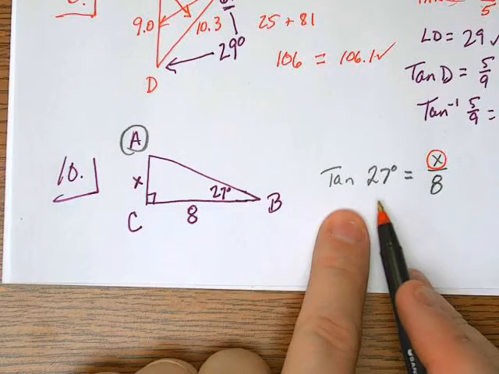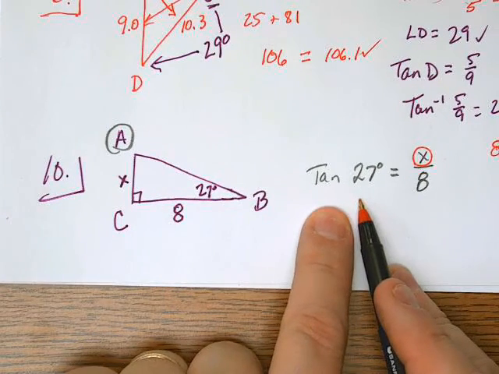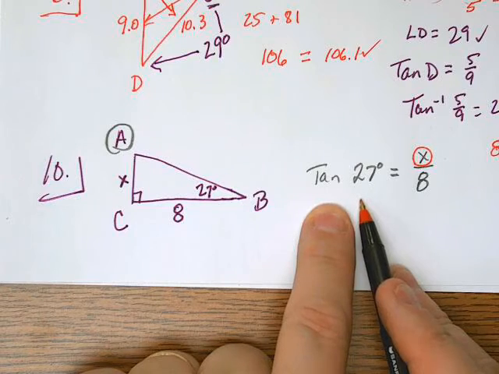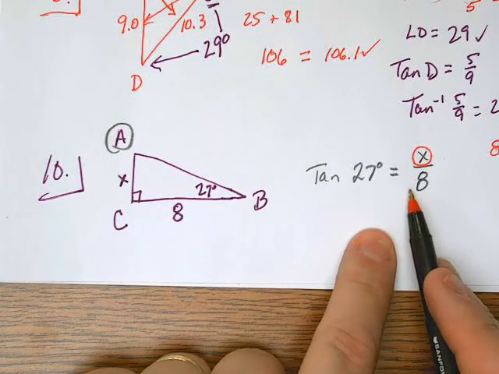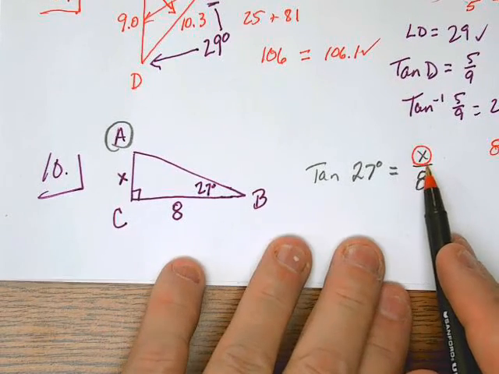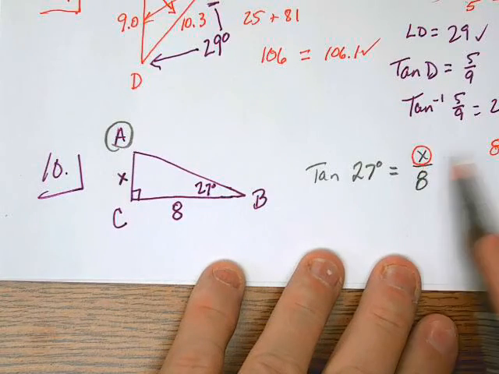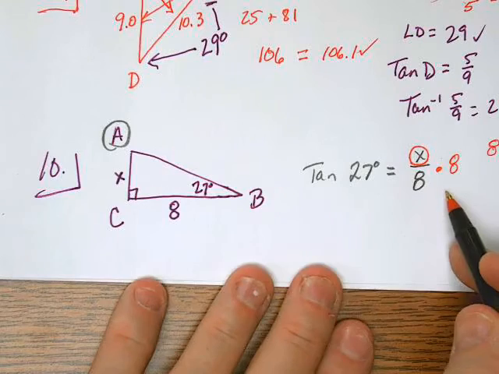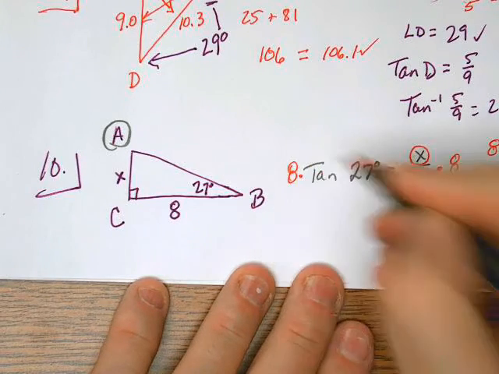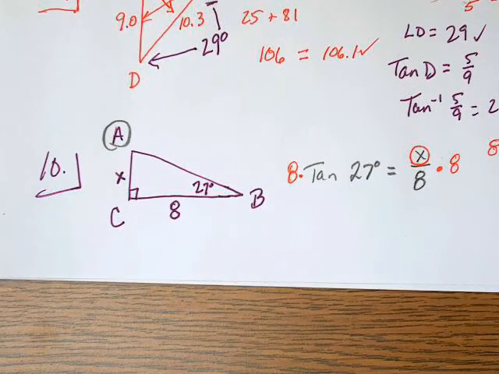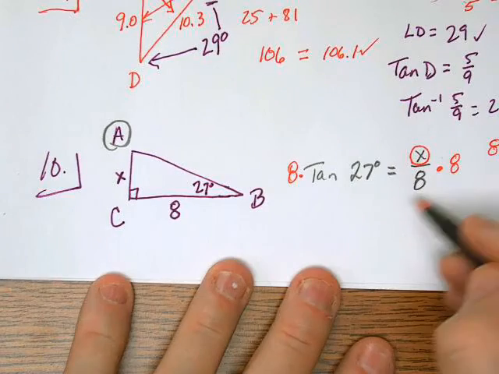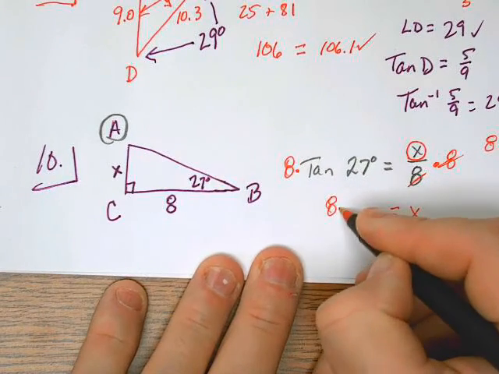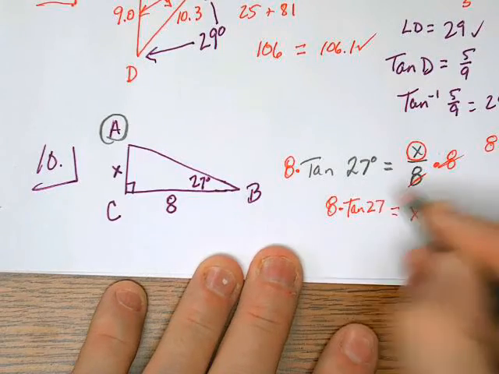Just because it says tangent of 27, don't get freaked out. That's just a number. So we still solve for x just like we would in a normal algebraic equation. So I'm going to multiply by 8. Whatever I do to one side, I have to do to the other side. Shaylee, does that make sense? Okay. So then I have x is equal to 8 times the tangent of 27.